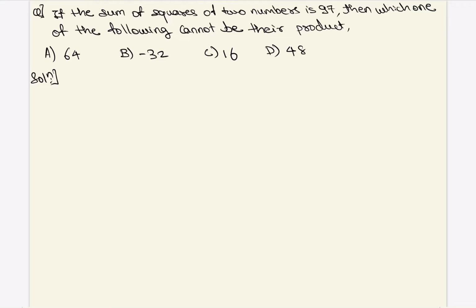Hello, and let's take a look at this question. If the sum of squares of two numbers is 97, then which one of the following cannot be their product?